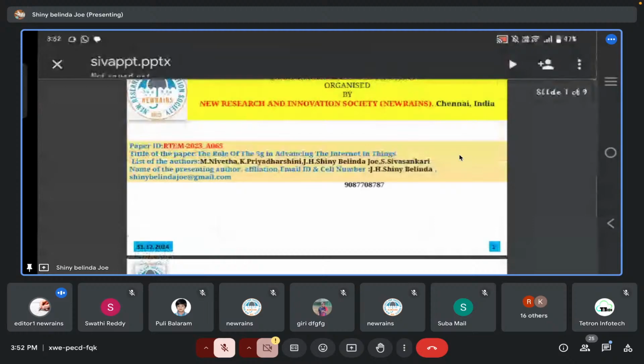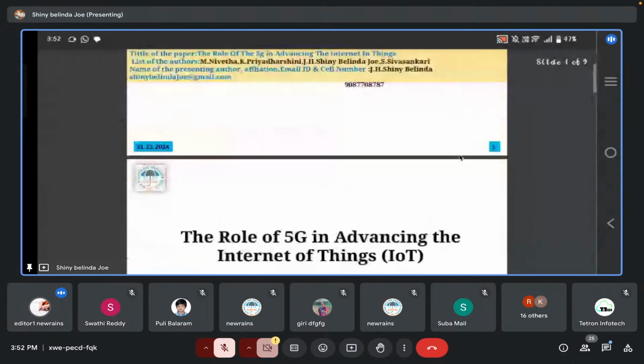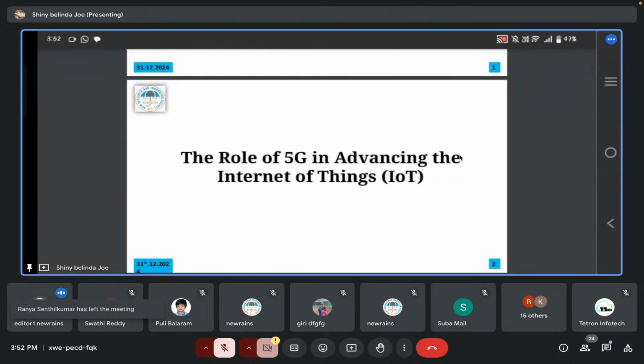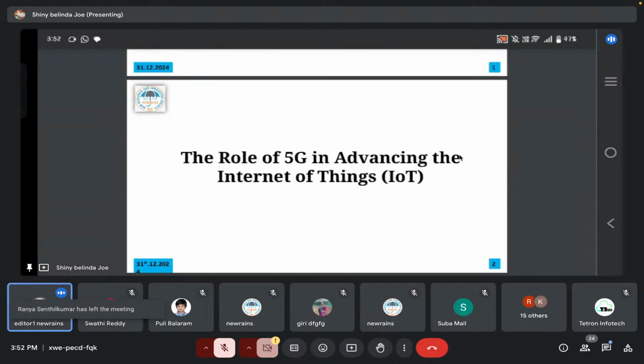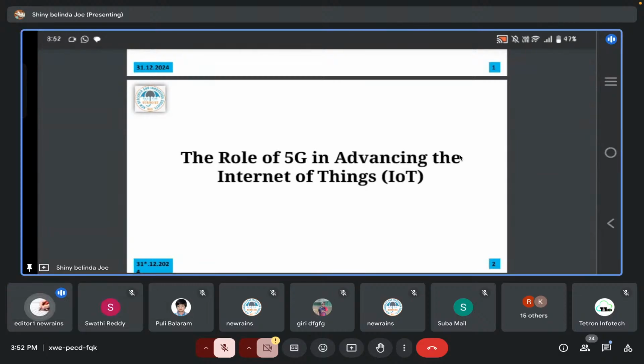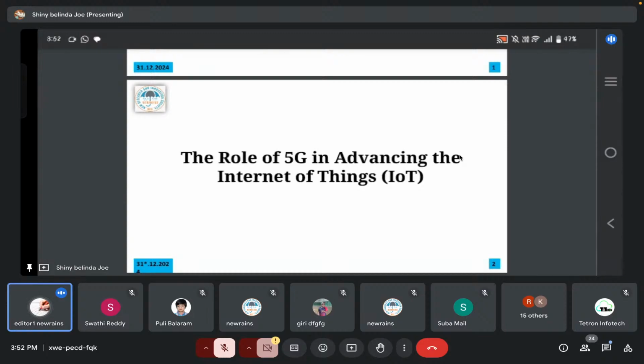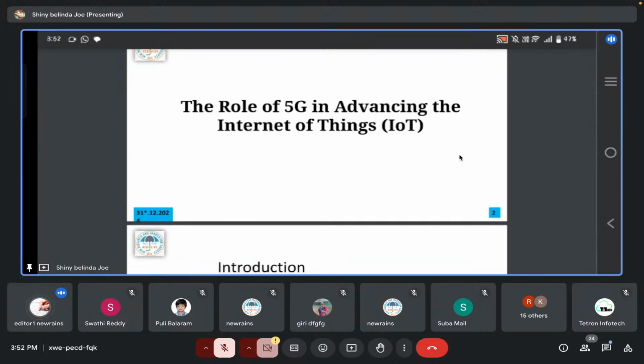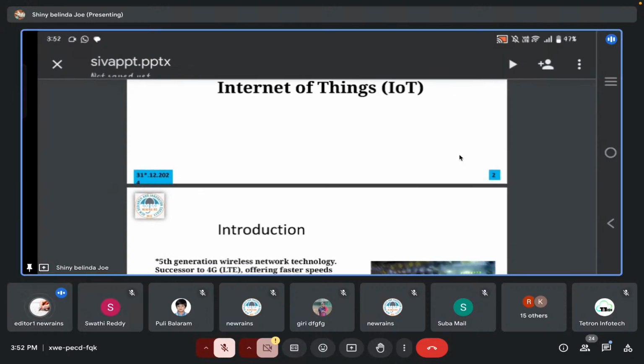Okay, sir. Good evening, good afternoon to one and all present here. Today my abstract number is A065, and I'm going to explain the role of 5G in advancing the Internet of Things. What is meant by 5G? 5G is the fifth generation of wireless network. What is meant by wireless network? A wireless network is a computer network that connects devices without using physical cables or wires.